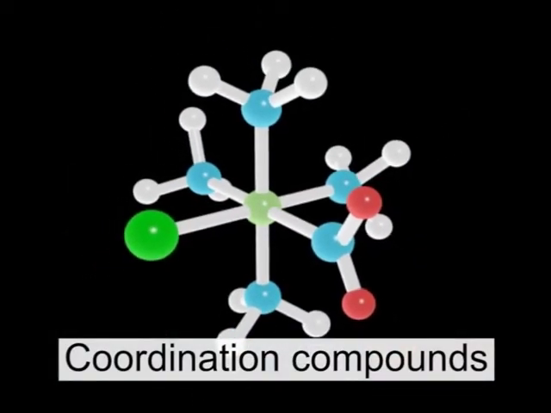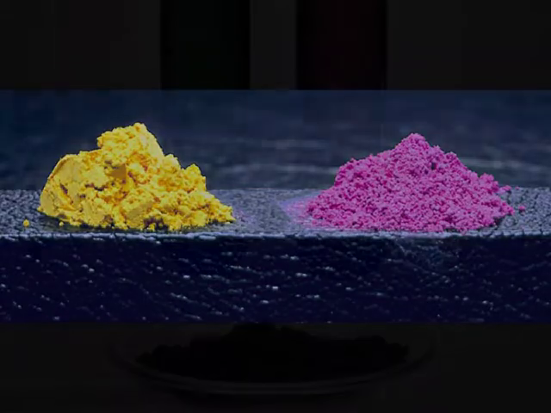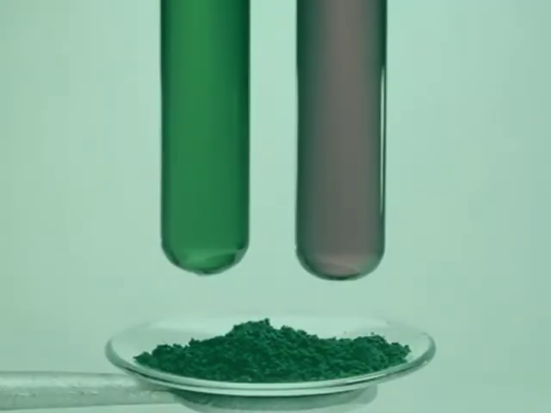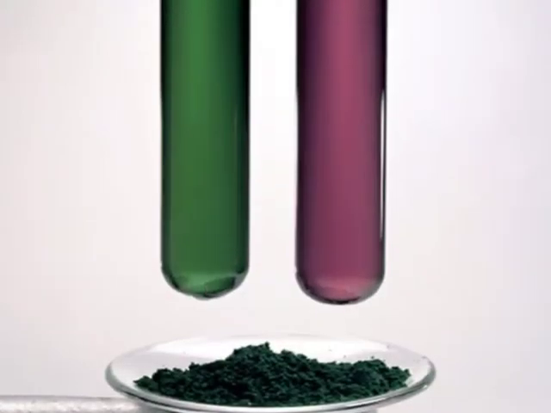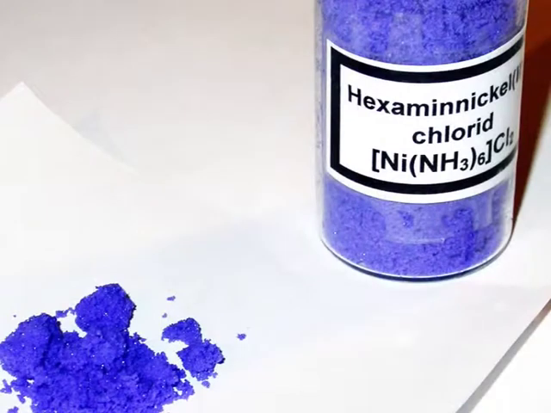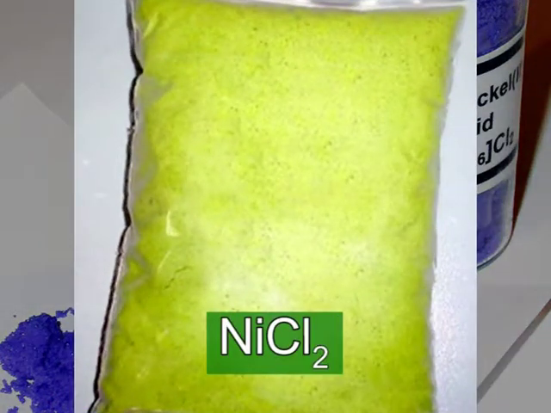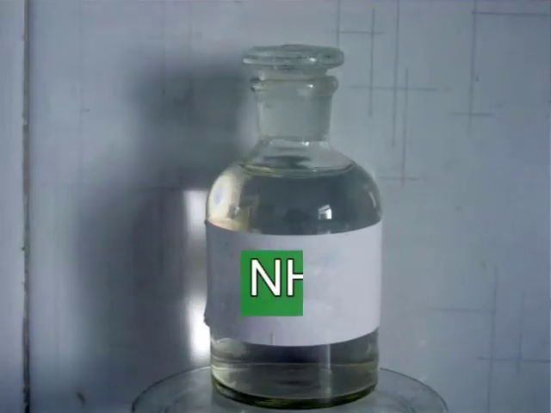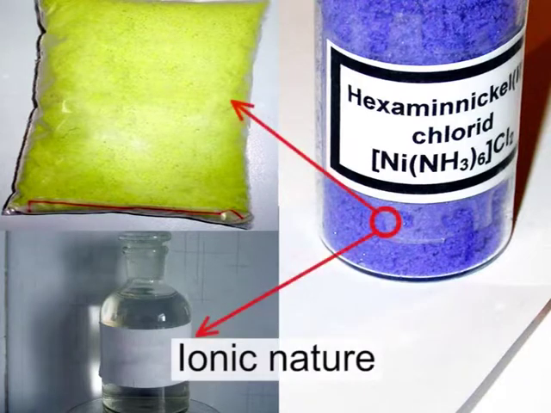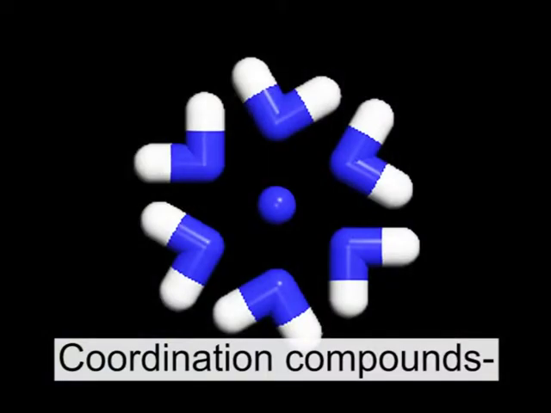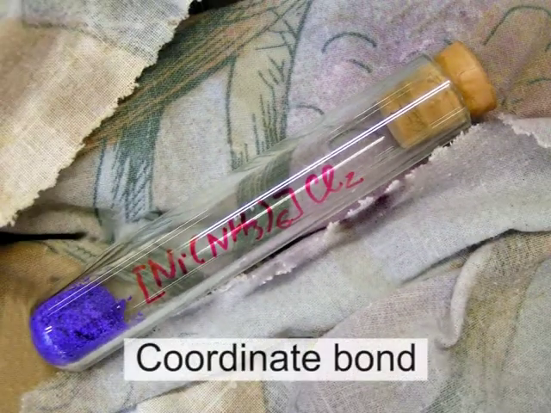But coordination compounds, on the other hand, retain their identities in the solid state as well as when dissolved in water or any other solvent. Their properties are completely different from constituents, that is, from metal ions or molecules. For example, [Ni(NH3)6]Cl2 does not show properties of nickel chloride NiCl2 or ammonia NH3. Moreover, in double salts, the constituting salts are of ionic nature, but in coordination compounds, the species present in the complex part are linked with metal atom or ion by coordinate bond.